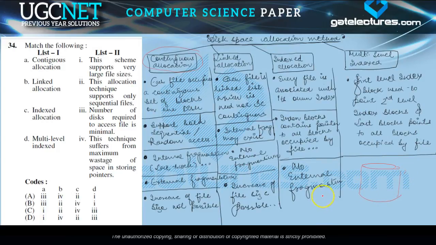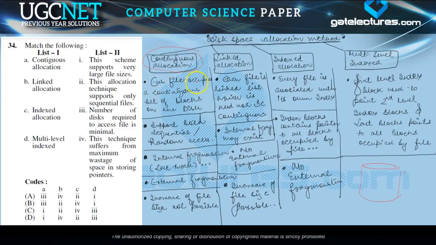Okay, and on the disk, different files are placed. So how do we place these files so that we can easily access all of them? For this we use disk space allocation methods. So first is continuous allocation.